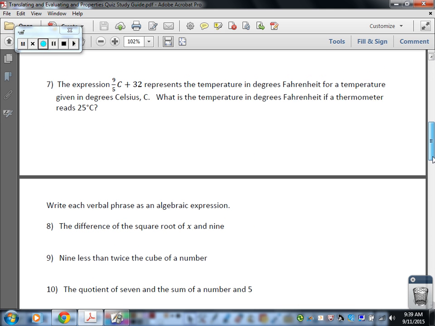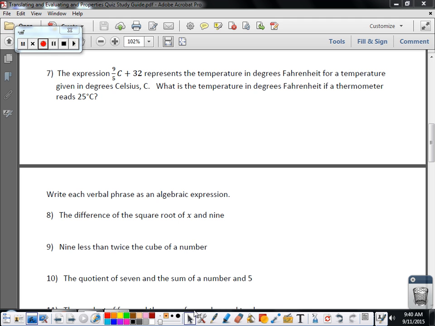All right, let's do 7 quickly here. All right, here's a word problem. The expression 9/5 C plus 32 represents, this is a cool formula, the temperature in degrees Fahrenheit for a temperature given in degrees Celsius C. What is the temperature in degrees Fahrenheit if a thermometer reads 25 degrees Celsius? So guys, what we're doing now is we're just taking numbers and substituting them in, right? So we're going to take 25 and do what with it? We're going to substitute that in for C, right there.